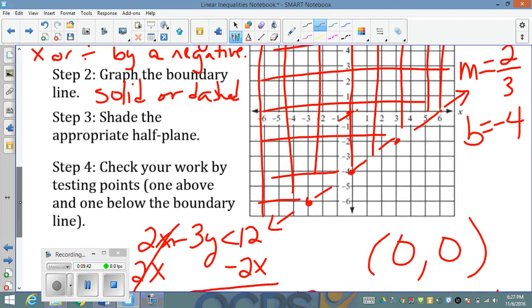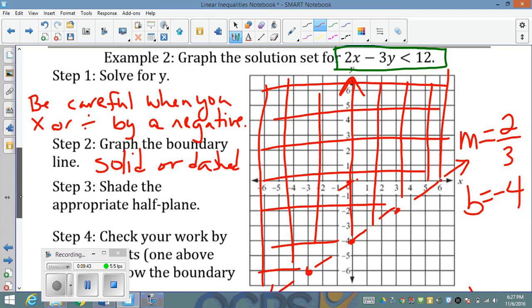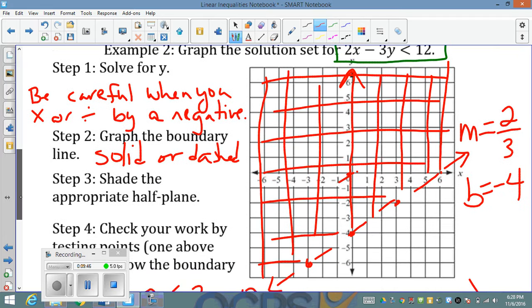So again, as we're graphing our inequalities, it's essentially the same as graphing an equation with two differences. You have to pay attention to whether or not it is solid or dashed for your boundary line. And then you have to shade to include all the points that are either above or below that boundary line.